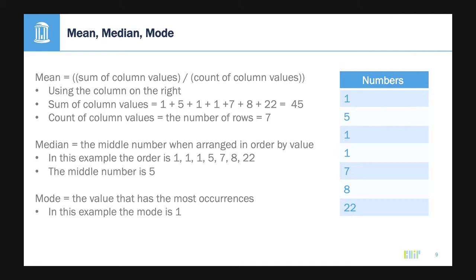On this slide, I'll show you how to calculate the mean and also how to determine the median and the mode. The mean is calculated by first determining the sum of the column values, which in this case is 45, and then dividing this by the count of the column values, which in this case is 7. The median is the middle number when the numbers are arranged in order by value. In this case, the middle number is 5. The mode is determined by looking at the value that occurs the most frequently. In this case, 1 occurs 3 times and is therefore the mode.